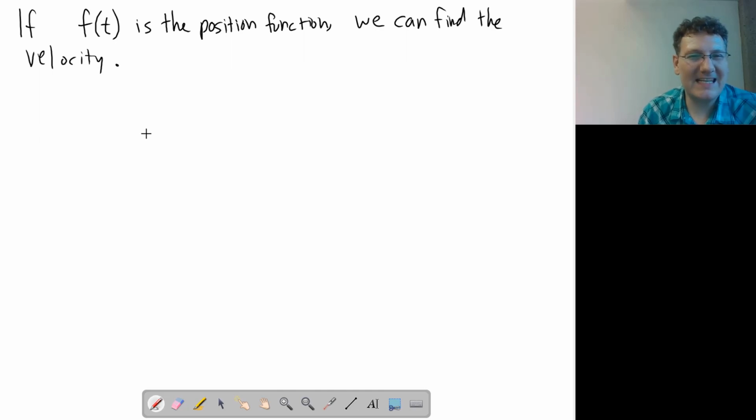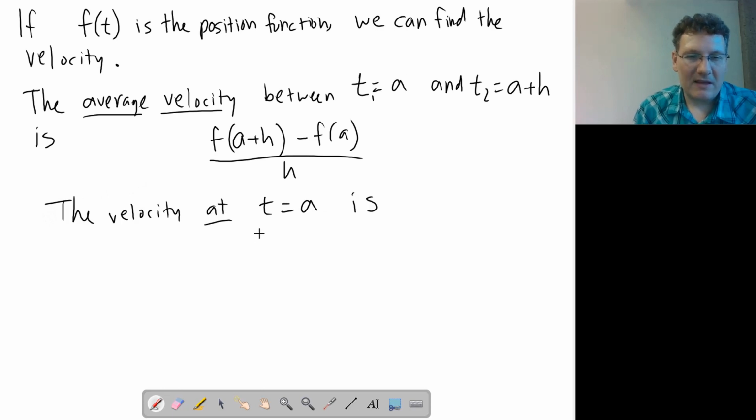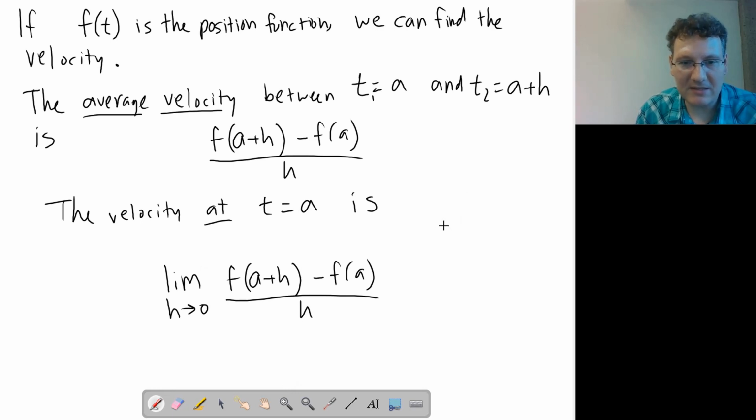So if we have some function of t, where t is time, describing the position of some object moving around, we could find the velocity using similar techniques. The average velocity of the object between two times, time a and time a plus h, like so, h units of time later, would be found using this difference quotient. So the position at time a plus h minus the position at a, divided by how much time has passed. And if you want to find the instantaneous velocity, the velocity at time a is the limit of this average velocity as h approaches 0.